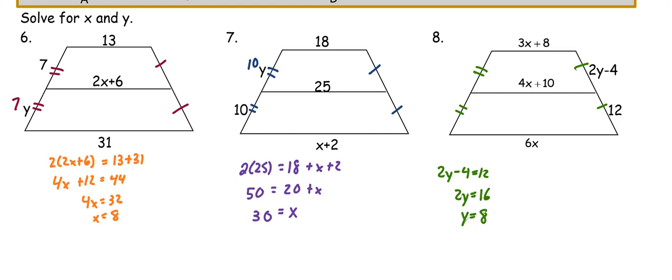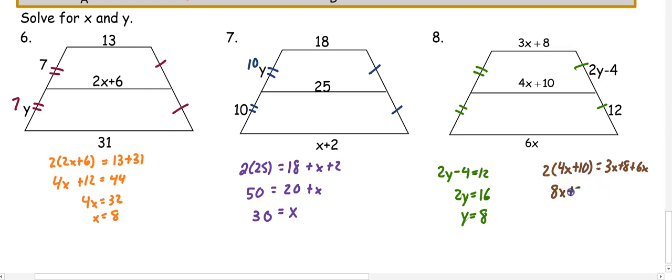Then to solve for x, my mid-segment is 4x plus 10, so 2 times 4x plus 10 equals 3x plus 8 plus 6x. So when I combine like terms, I get 8x plus 20 for distributing equals 9x plus 8. So I can subtract 8x from both sides and get 20 equals x plus 8. Subtract 8, I get x is 12.